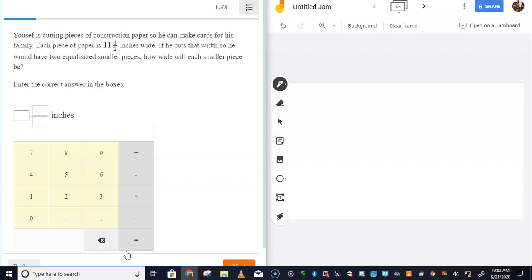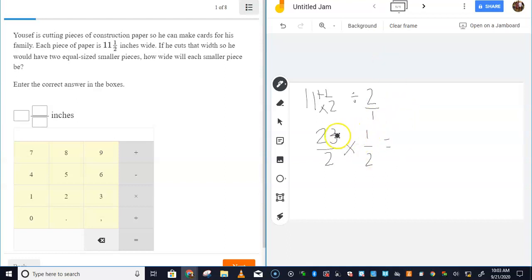So we're going to enter the correct answer in the box. So the paper, if we go over here, is 11.5 inches wide. And we're going to divide it by 2 because we want it the same size. So 11.5 is a mixed number. We're going to change that to an improper fraction. So 11 times 2 is 22, plus 1 is 23 over 2. The division changes to multiplication. When we have a whole number, we put a 1 under it, and then we're going to flip it.